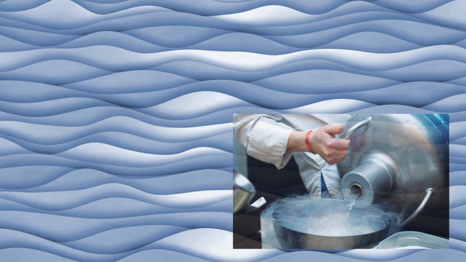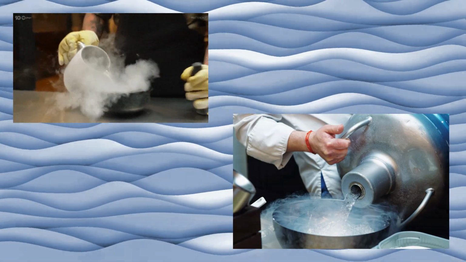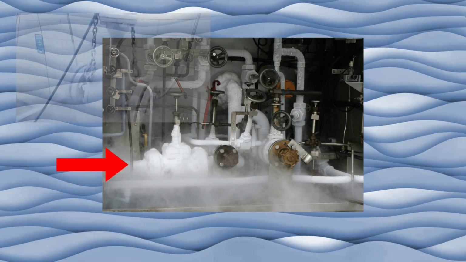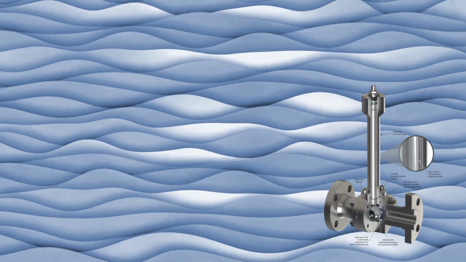Liquid nitrogen flows extremely easily, even more easily than water. Because of its low viscosity, it can find its way through very small leaks and imperfections. That's one reason why cryogenic piping systems require extremely high manufacturing quality and tight control.